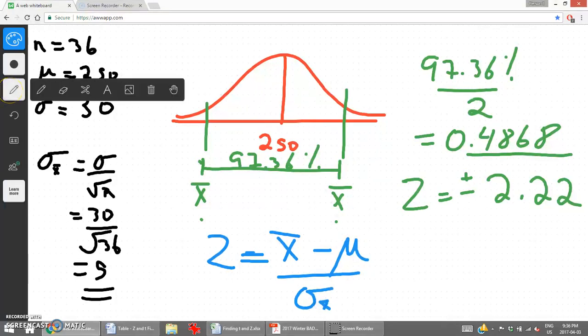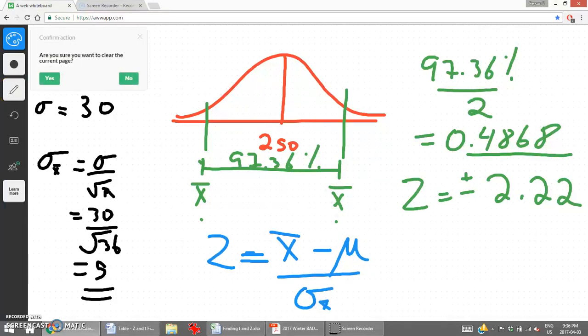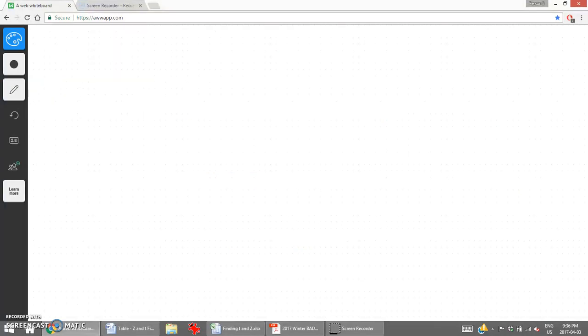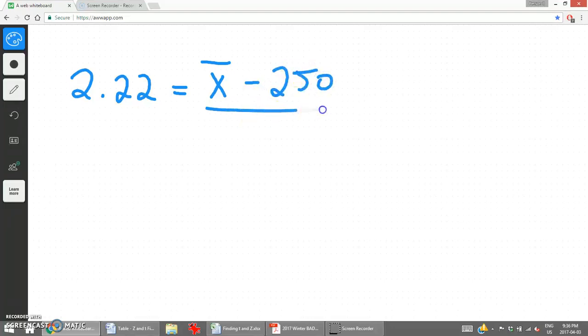So let's go to a new page, and we can use the Z value. 2.22 equals the sample mean, which is our unknown, minus the population mean of 250, divided by our standard error of 5. So we'll be left with a value of 261.1 for the upper limit.